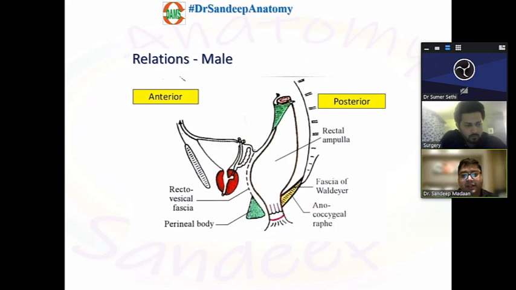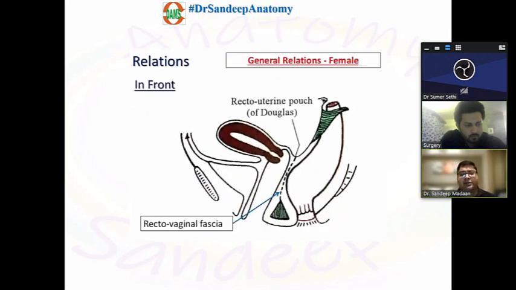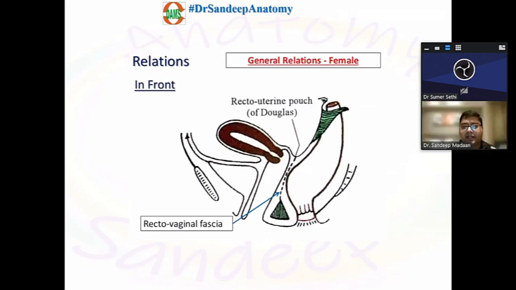We appreciate this. So we have well-defined anterior and posterior fascia in the case of the male, but in the case of the female, we have a similar kind of fascia, the rectovaginal fascia, but this fascia is ill-defined. It is not well-defined, okay? It is ill-defined there. Is that okay?